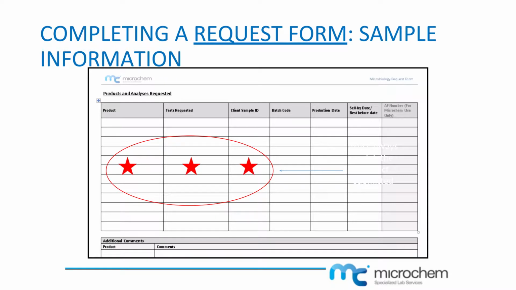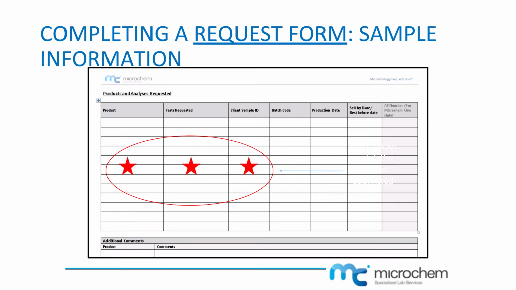Record which test types you require the sample to be tested for. The information can be found on the quotation that you requested. If you are submitting food samples, make sure to record the batch number, production date, and the sell-by date. All this information is logged by our data logger when the sample is logged onto our system.